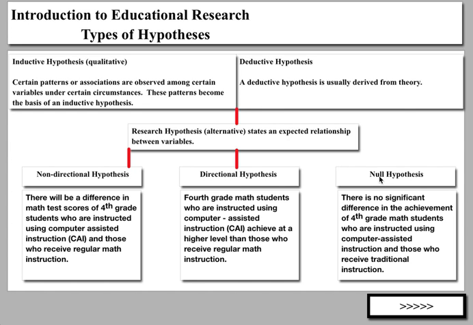Now, the third type of hypothesis, which is not a research hypothesis, is referred to as the null hypothesis. This is the hypothesis of no difference. The null hypothesis states there'll be no difference in the relationship between variables no matter what happens. So an example of what we were just looking at is: there is no significant difference in the achievement of fourth grade math students who are instructed using computer-assisted instruction and those who receive traditional instruction.